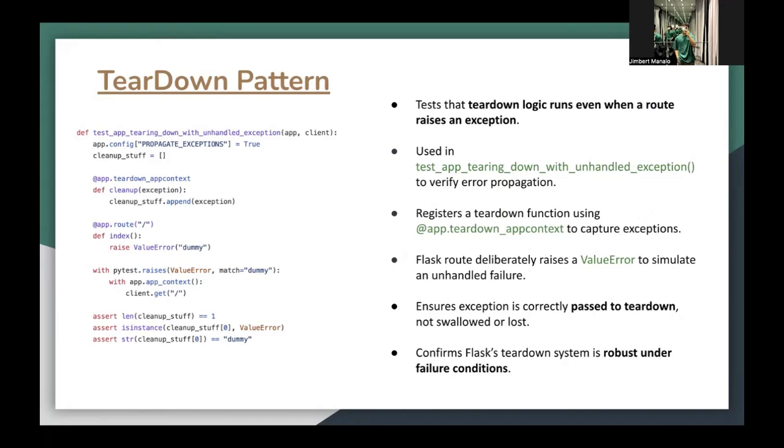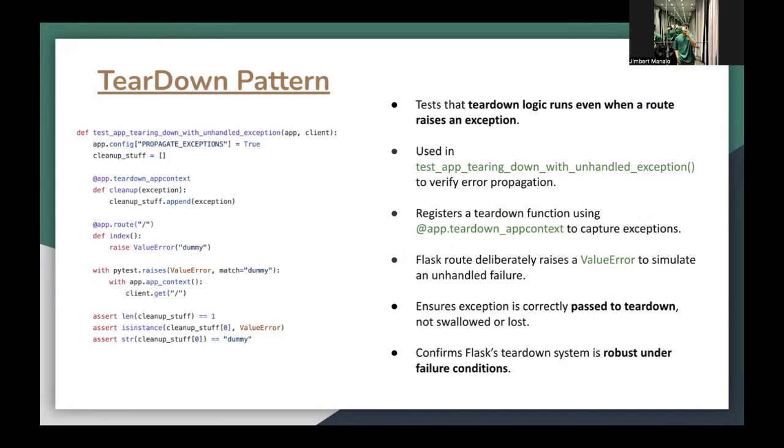Because Flask relies heavily on context objects, app and request contexts that live in thread-local storage. If those contexts don't get cleaned up properly, they can leak across tests or between requests, leading to flaky tests or even hard-to-reproduce bugs in production. By applying this fixture teardown pattern, Flask ensures every test is self-contained and every piece of context is safely reset between runs. That wraps up the teardown pattern.